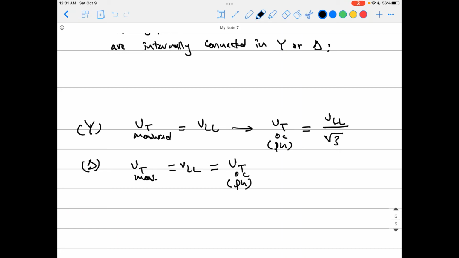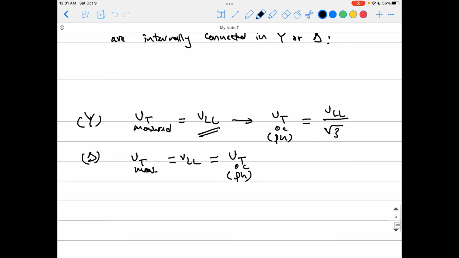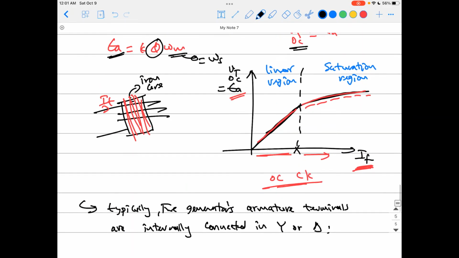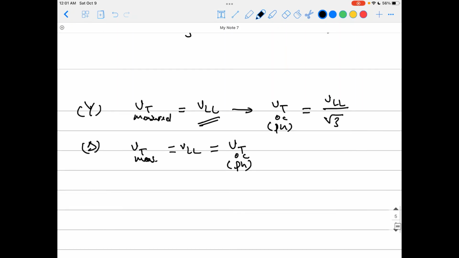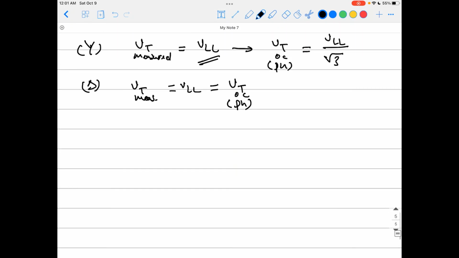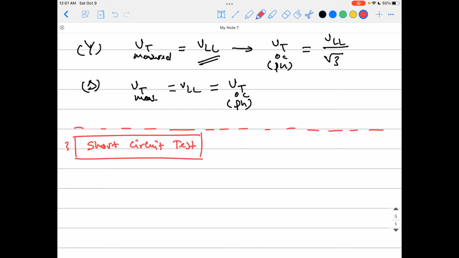Okay, so if your machine is internally connected and you only have the line-to-line voltage, you cannot directly apply the phase equations, so you have to make sure to do this. But again, in the lab and in most laboratory connections, you should have all 6 connections out, so you can deal directly with just one phase. Okay, guys, so that was the open circuit test, and now we can go to the short circuit test, the third test to do here.